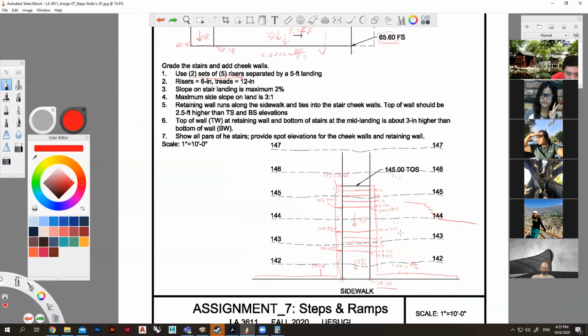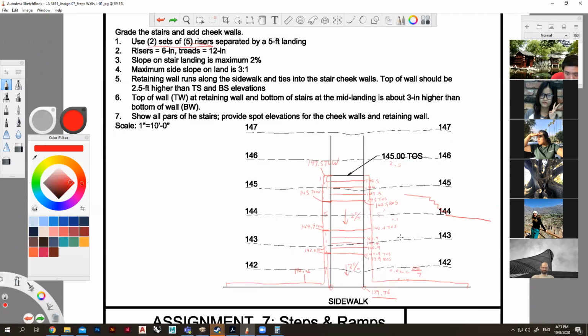You said that the top of the wall is going to be the height plus 1.5, right? The top of wall, you have to look at the problem. It tells you that the top of wall is 2.5 feet higher than TOS. Top of stair and bottom of stair, it's using a different terminology, but it's the same thing. So over here, it's just going to be 2.5 feet higher than that. So we got 147.5 here.